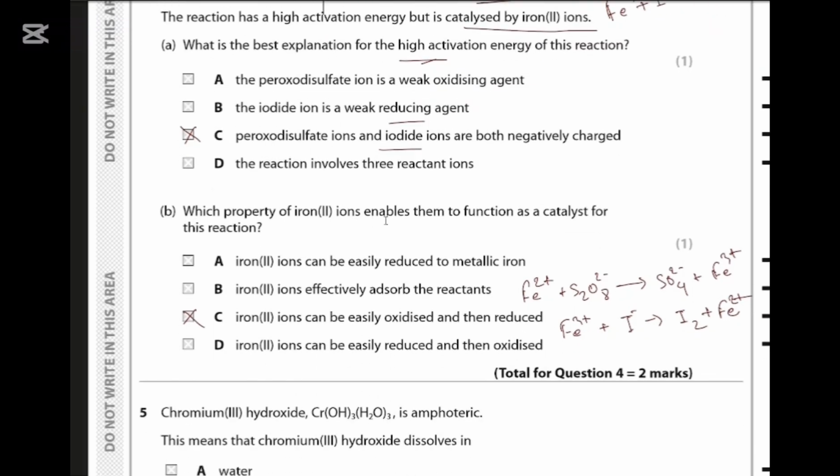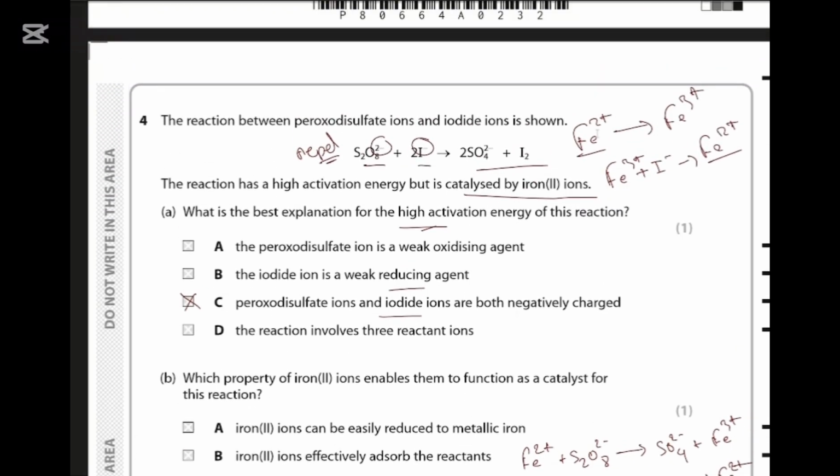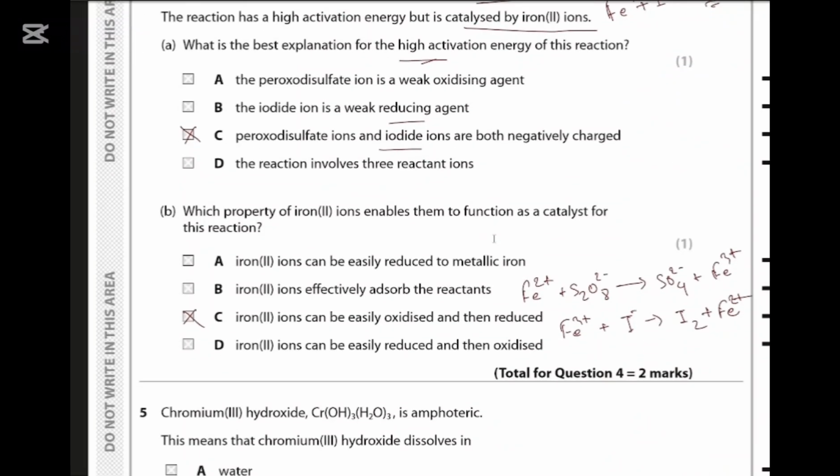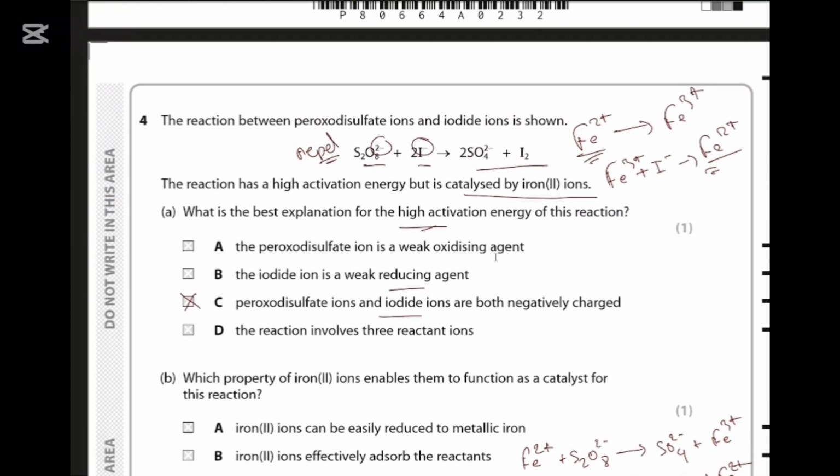Which property of iron 2 plus ions enables them to function as a catalyst for this reaction? As I've said, iron 2 plus is first oxidized and then reduced to become iron 2 plus again. Therefore, the answer is C, that iron 2 plus ions can be easily oxidized and then reduced. I'm sorry, in this equation, at first it is oxidized since it's losing electrons, so the oxidation number is increasing, and then it is reduced.